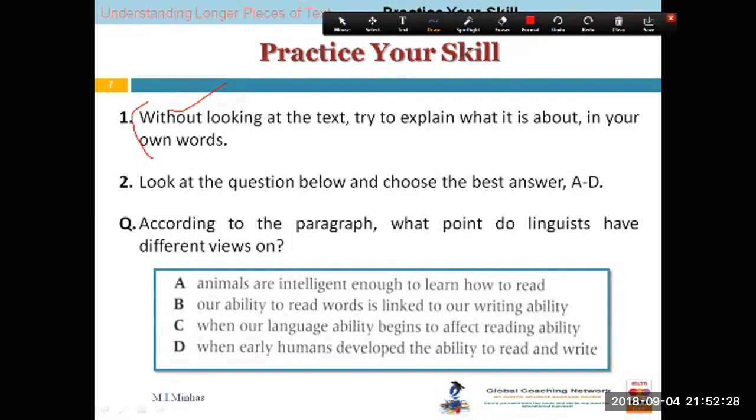For me, I believe it's A. What point do linguists have different views on? Okay, Abdurrahman is saying A. What about the other doctor?